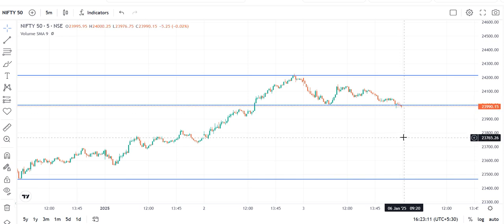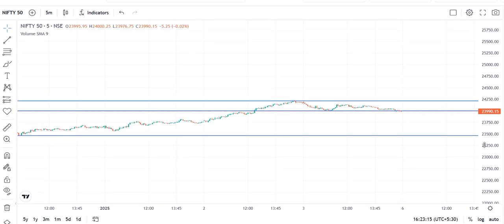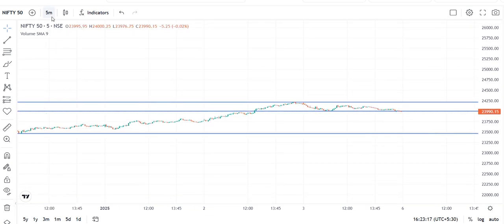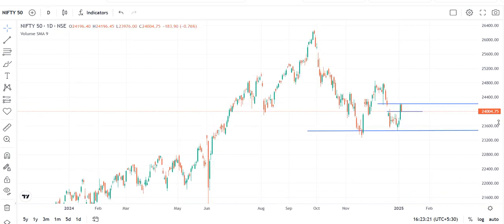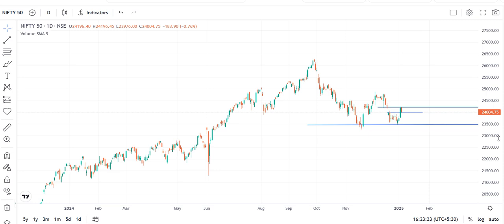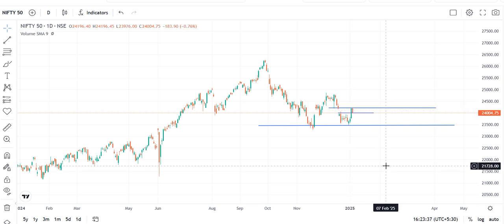For that, let me go to the 1-day chart. Let me shrink it. Now you can see this is the candle on 3rd January, where Nifty showed a fall of about 183 points.